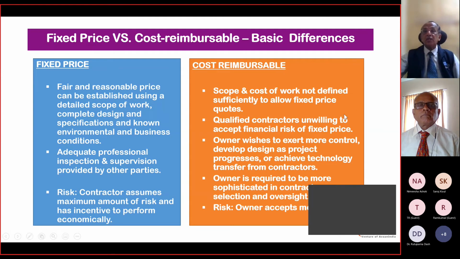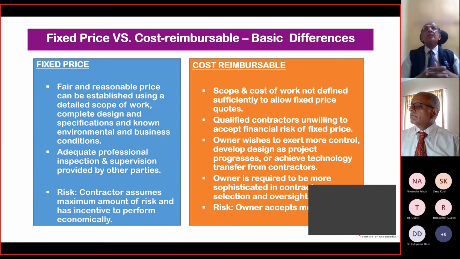The owner wishes to exert more control, develop designs as the project progresses, and achieve technology transfer from the contractors. Here in a cost reimbursable situation, the owner wishes to take control over things. He wants to know everything, so he is very concerned about the costs that are being incurred.